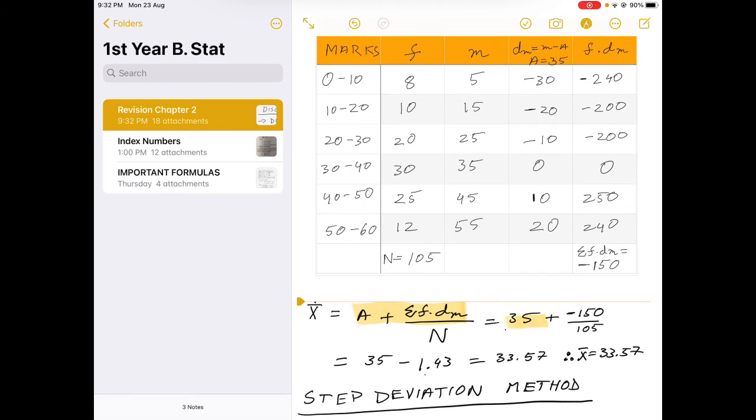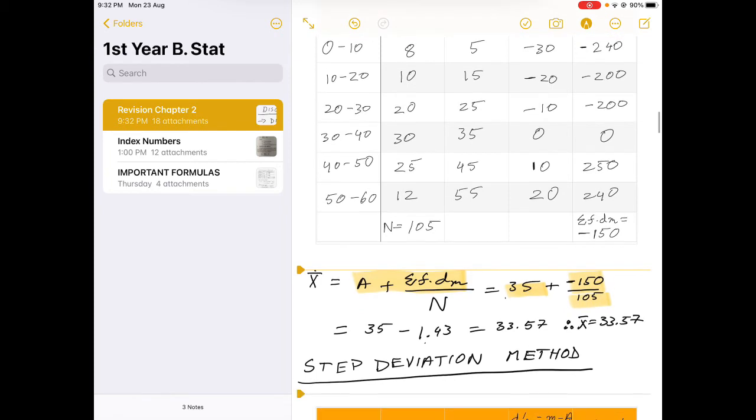My sigma fd m is equal to minus 50. My N value is 105. Now this 150 divided by 105 gives me 1.43. 35 minus 1.43 gives me 33.57. So my mean is 33.57.